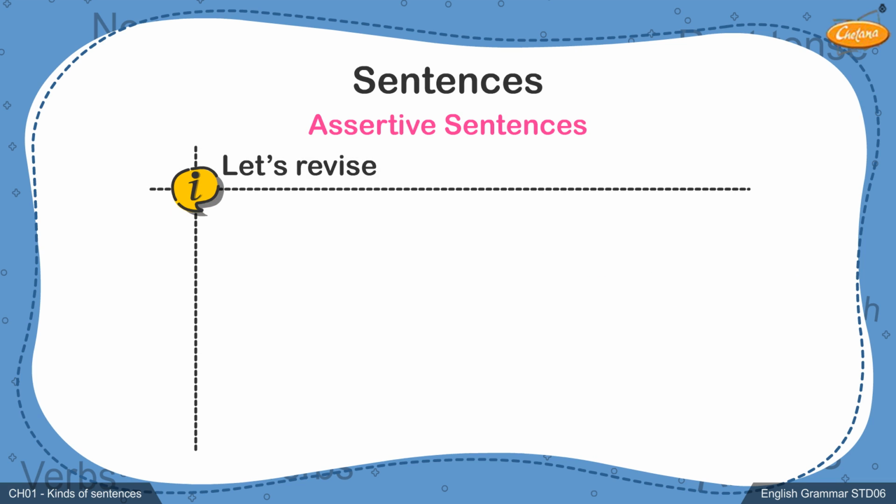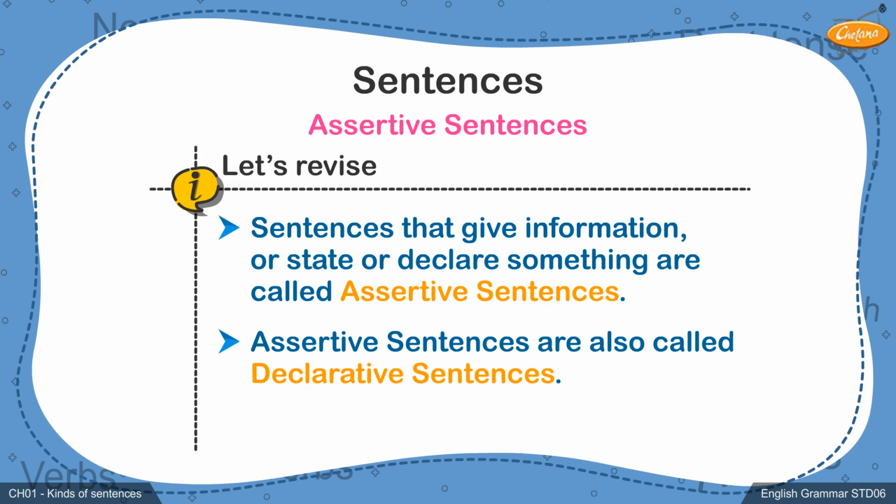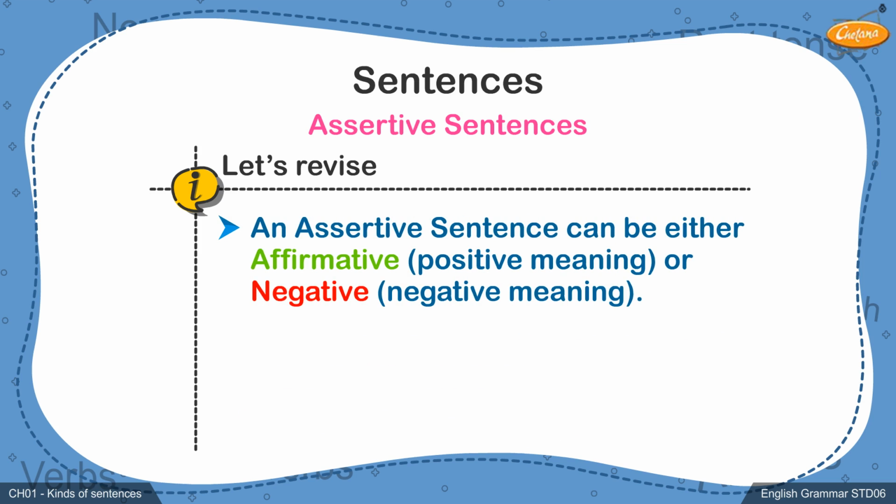Now let's revise. What have we learned so far? Sentences that give information or state or declare something are called assertive sentences. Assertive sentences are also called declarative sentences. They end with a full stop. An assertive sentence can be either affirmative, positive meaning, or negative, negative meaning.